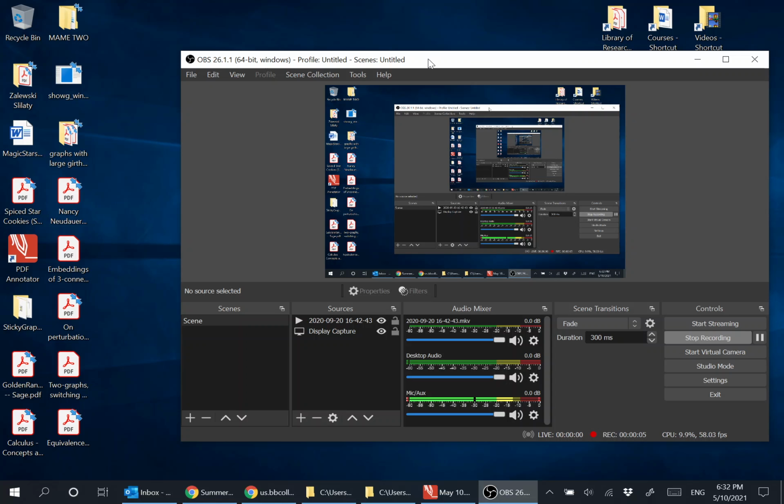And we will be video recording each session. I'm using this OBS Studio software to do that.